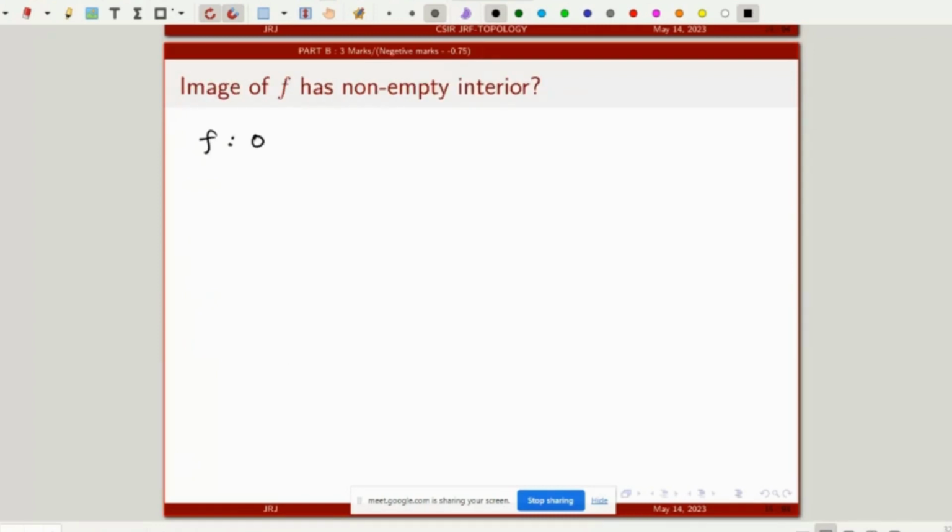So is it possible to produce a continuous non-constant function from closed [0, 1] cross closed [0, 1] to open (0, 1) cross open (0, 1) such that the image of f has an empty interior? Can you produce any counterexample, or can you prove that the image of f has non-empty interior?